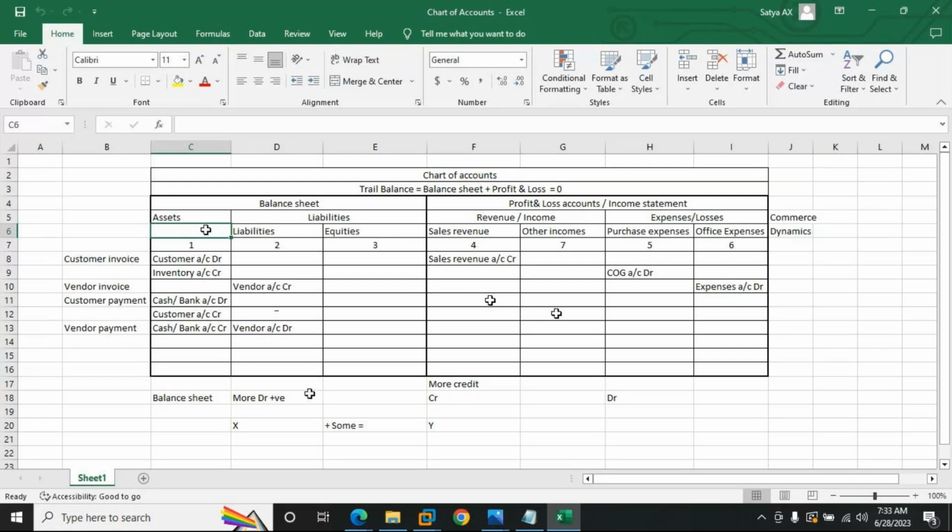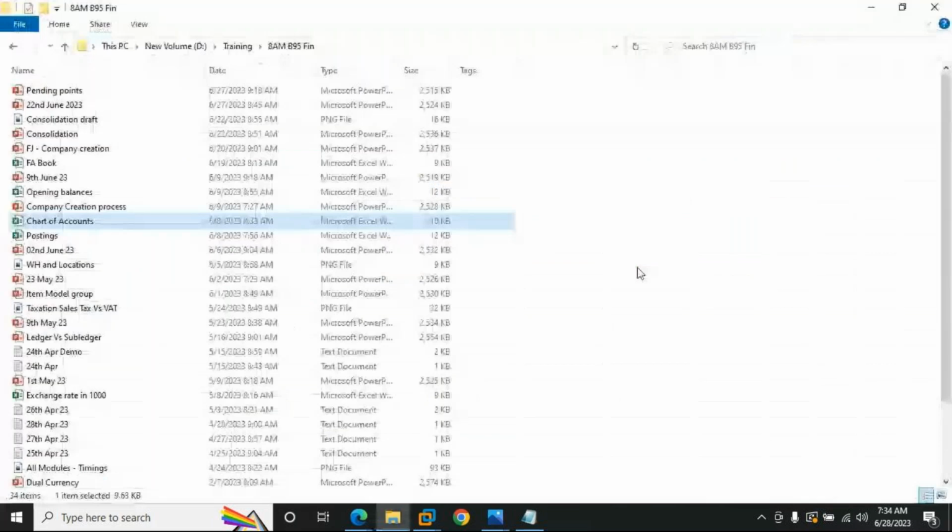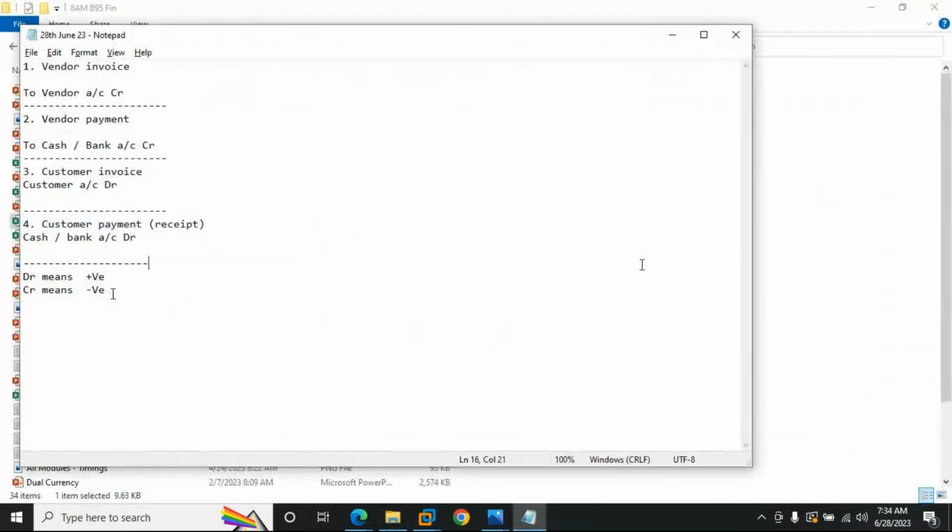So debit means positive, because debtors and assets are debit balances, and it is called debtors. Debtors are positive values. Agree? Yes. Creditors are negative. Credit means negative. So I'm going to teach you about accounting rules, the golden rules. What are these golden rules? Three golden rules. Can anyone start?